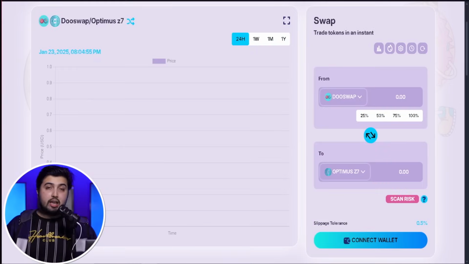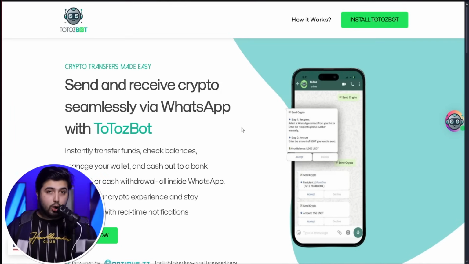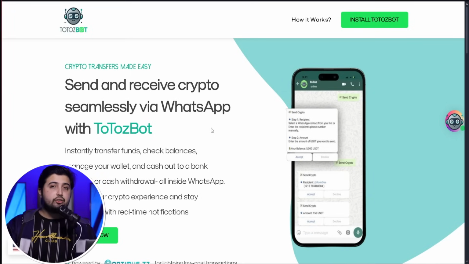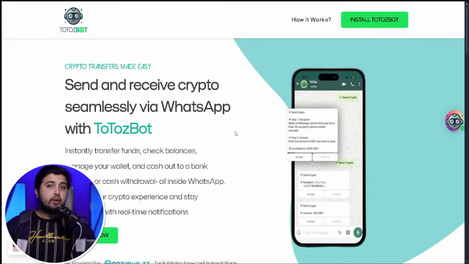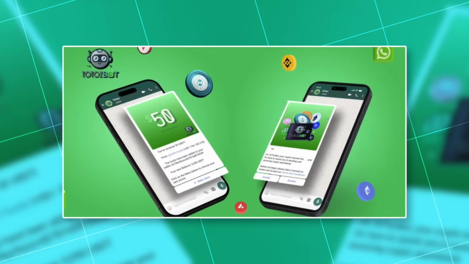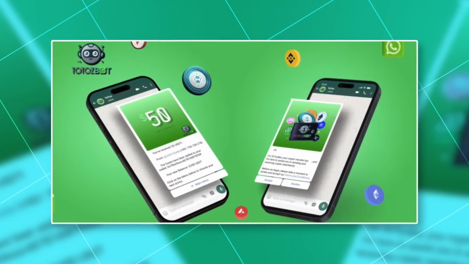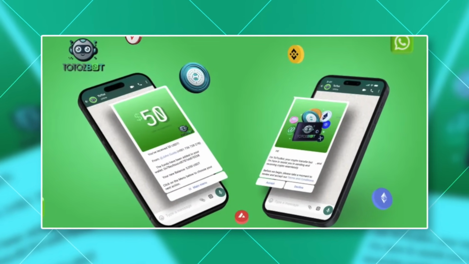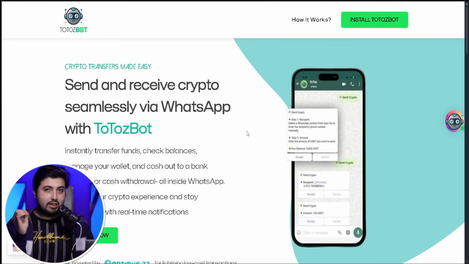Now, next up, we have their ToToz Bot. This is one of my, I would say, favorite parts of the ecosystem. Now, ToToz Bot integrates blockchain tech directly into WhatsApp. Not Telegram, we have a lot of those bots, but this time it's WhatsApp, which allows users to send and receive crypto as easily as sending a message. That's how amazing it is. And it has multiple features in itself.